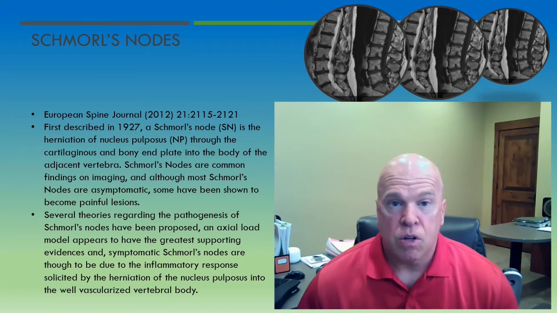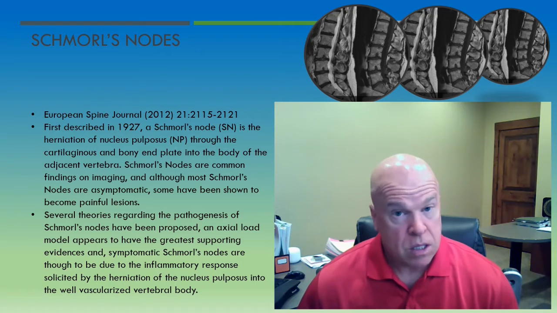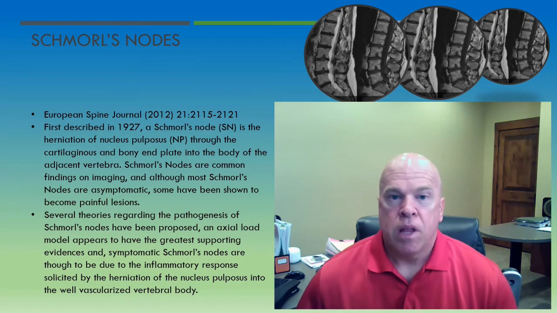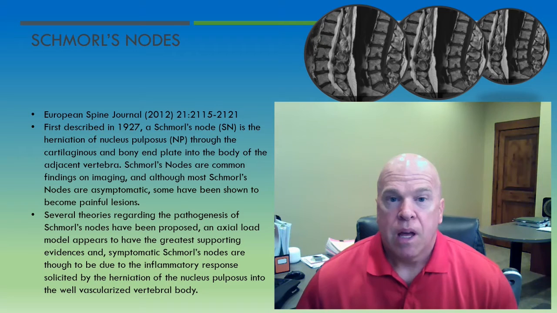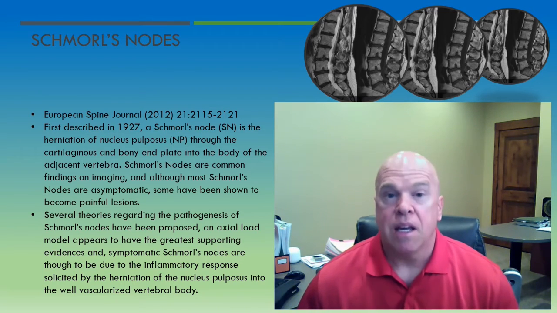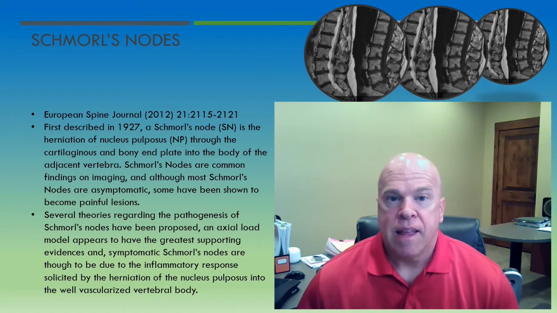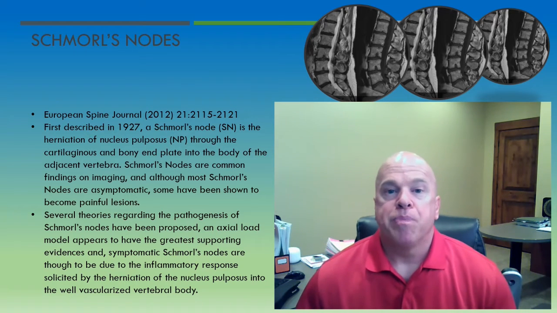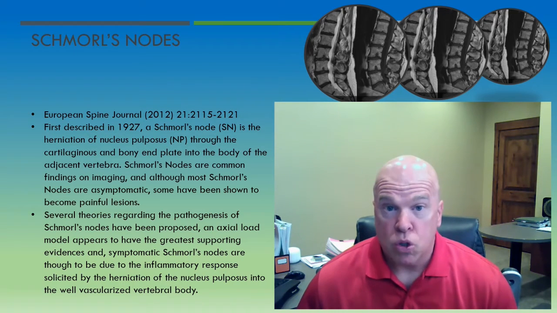As we're going to see, there are two basic varieties of Schmorl's nodes. There are Schmorl's nodes that are asymptomatic, and there are Schmorl's nodes that are symptomatic. Whether asymptomatic or symptomatic, the mere presence of a Schmorl's node is going to impact your medical decision making, because the Schmorl's node is a pre-existing condition that suggests a prior history of injury to the spine. So with that as our introduction, let's begin today's discussion about Schmorl's nodes.